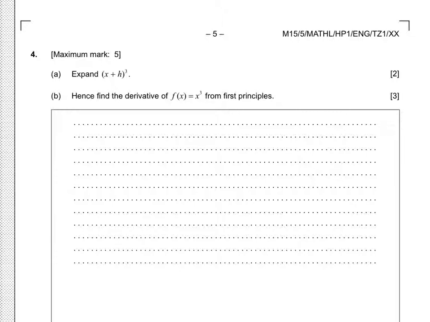This question is all about differentiation from first principles. It walks you through it though. Part A, expand x plus h cubed. So if we do that, we can just use the binomial theorem. Obviously the first term is x cubed, the last term is h cubed. We've got x squared h and x h squared in between.